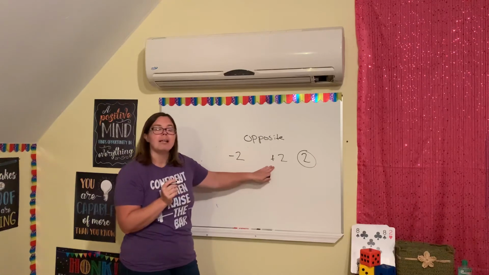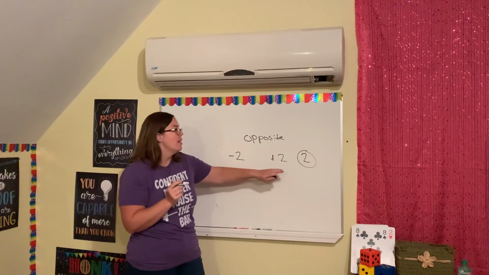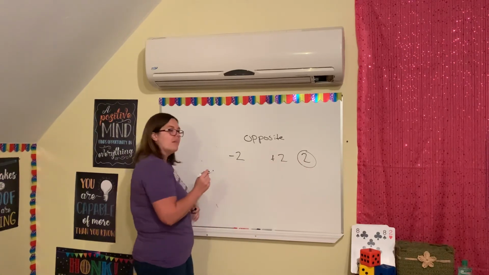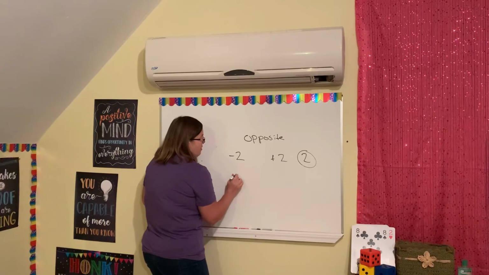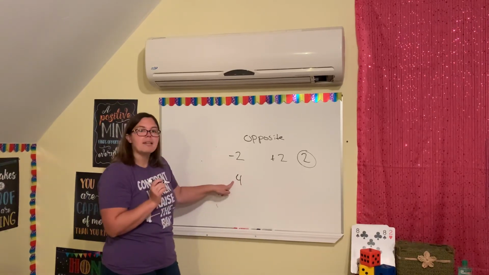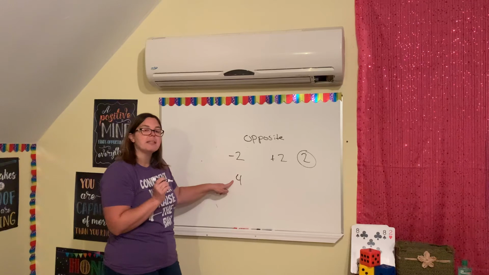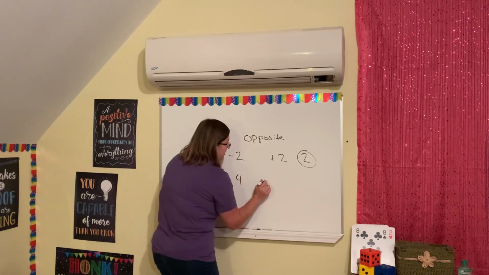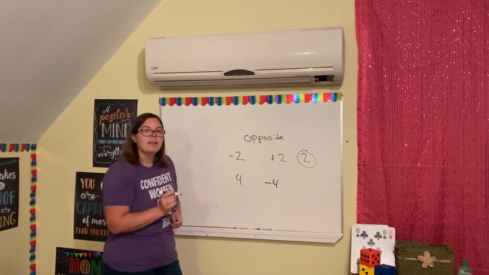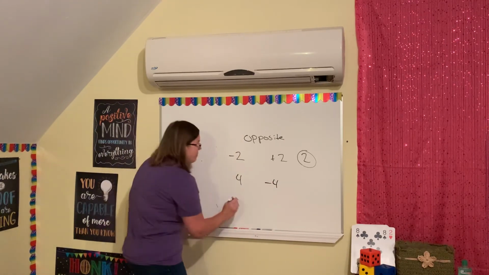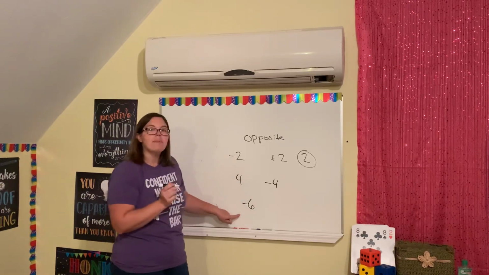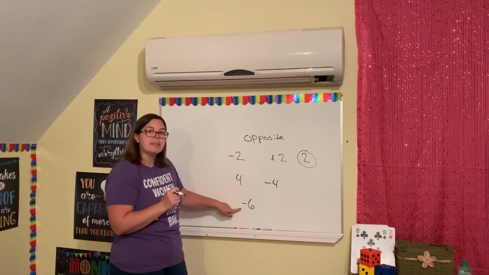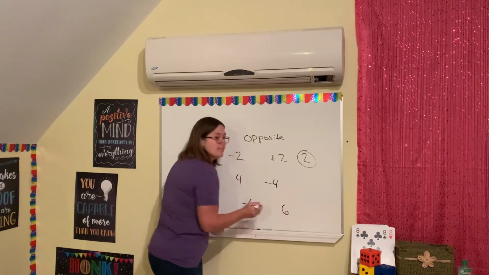Typically, you don't see the positive sign in front of a positive number. You just see the number by itself, and it is known that it is positive. What if I wanted the opposite of 4? What's the sign in front of the 4? We don't see a sign, so we know it's positive. So the opposite of positive 4 is negative 4. Let's do one more. If I have negative 6, the opposite of negative is positive. The opposite of negative 6 would be positive 6.